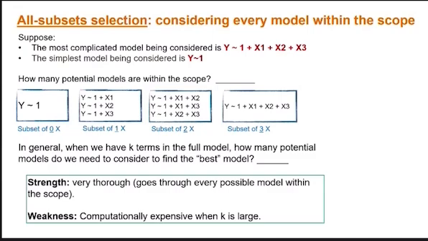Is there any question before I move to another method of model selection? I want to go away from all subset selection now. Is there any question? Okay, so if you're good, I want to go to the next one. Please pay attention.